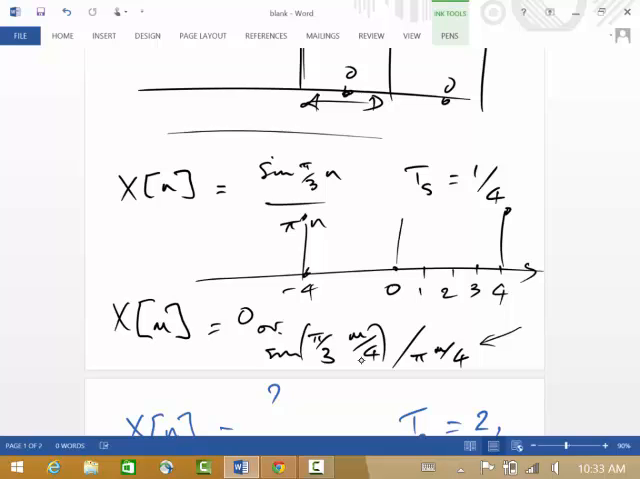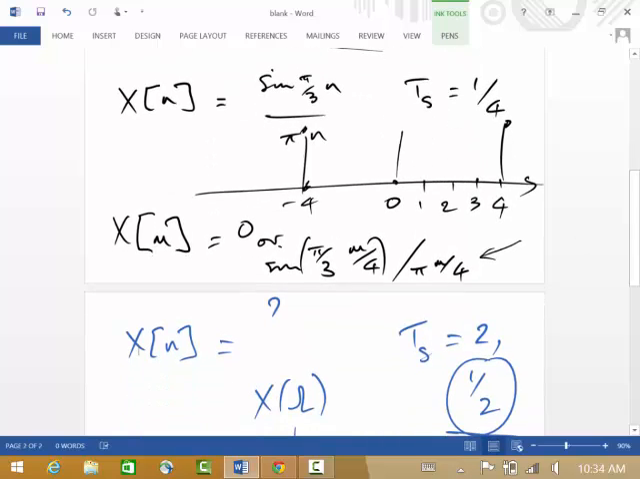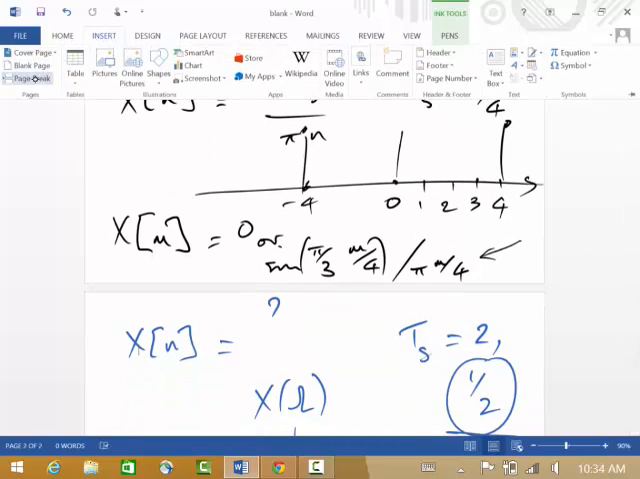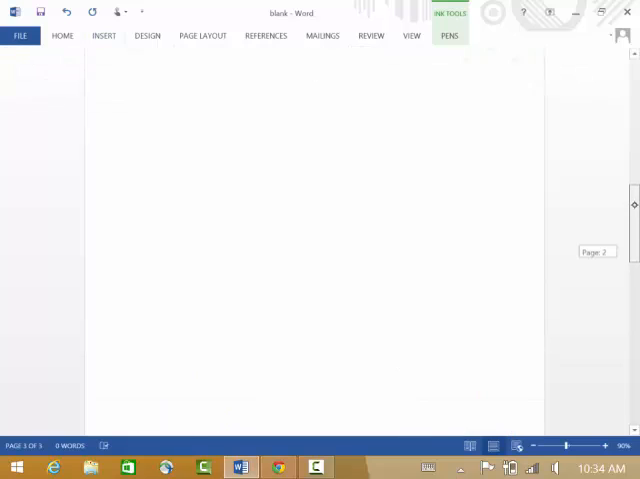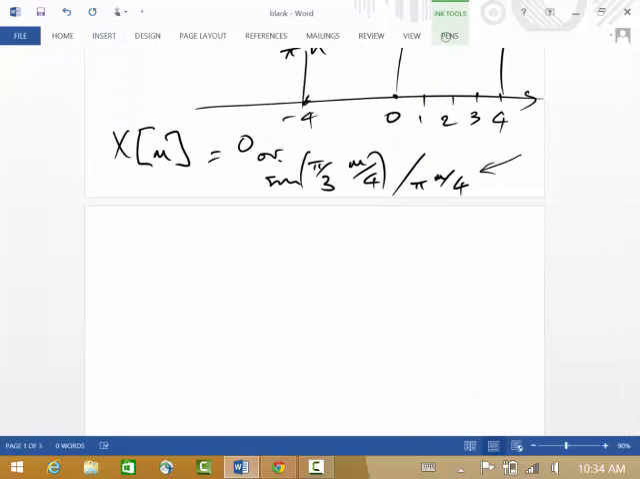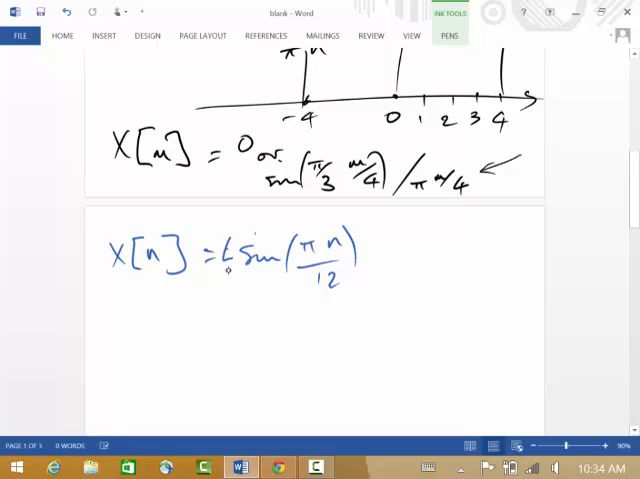I'm sampling 4 times as fast. So I think my x of m would be this. So let's insert a new page. So what I would claim to you is that x of, let's call it x of n, but just to understand it's the new n, is sine of pi n over 12, and I'll put a 4 here, all over pi n.